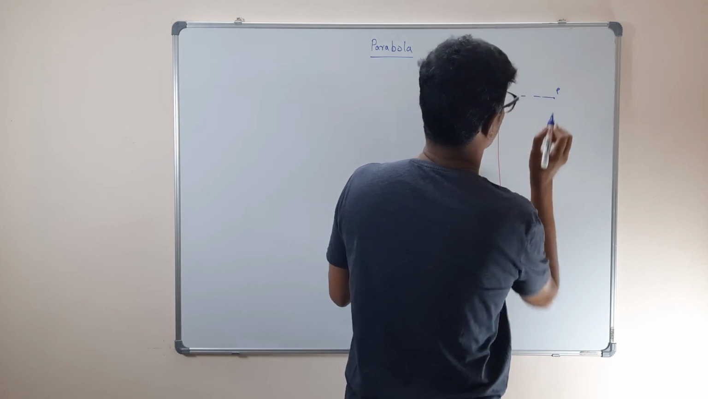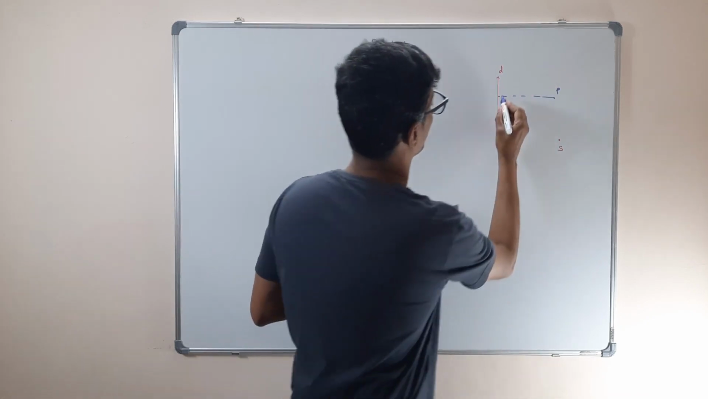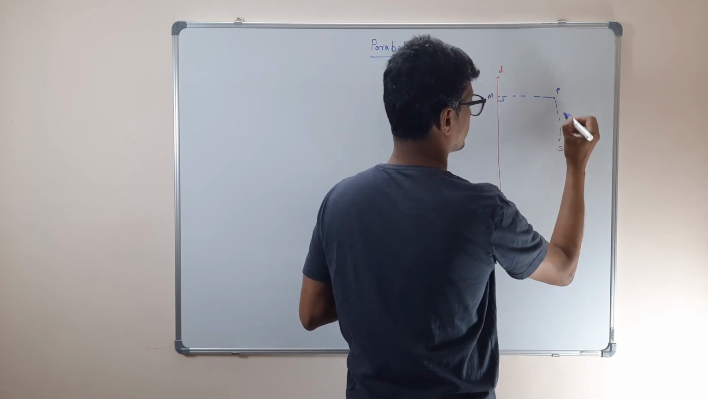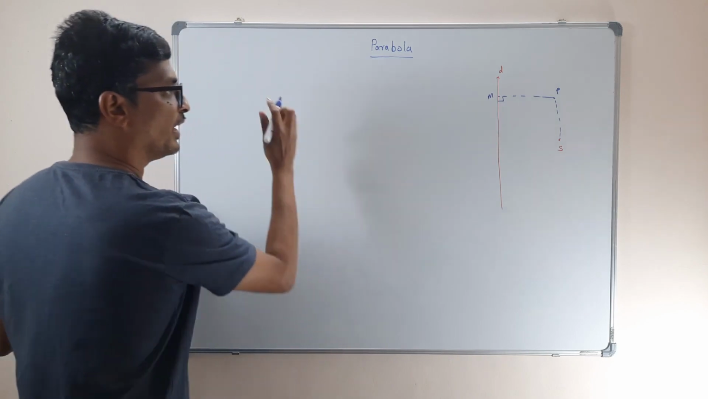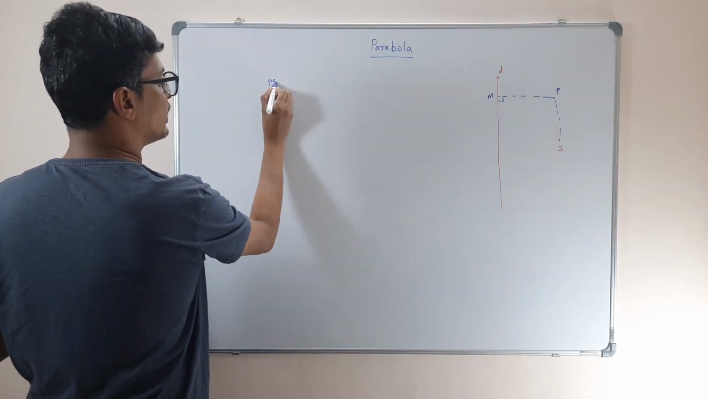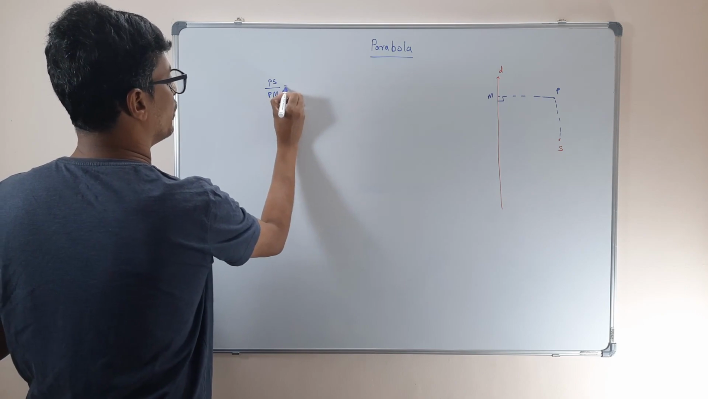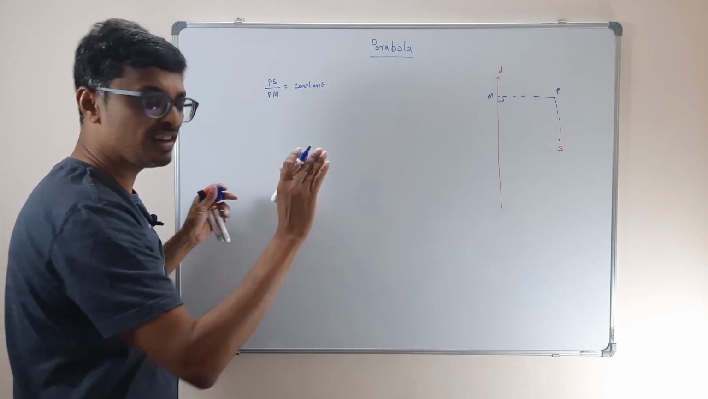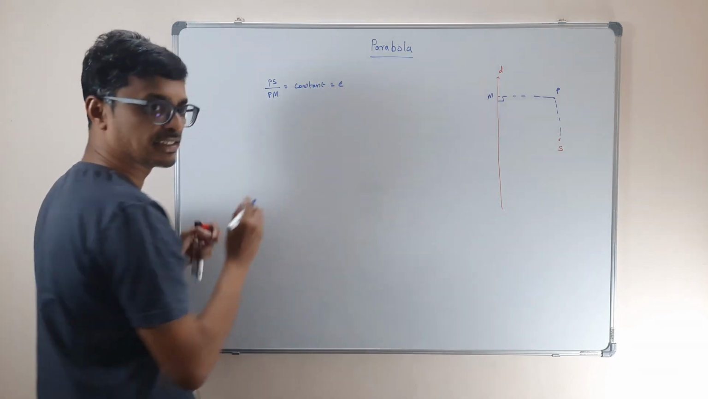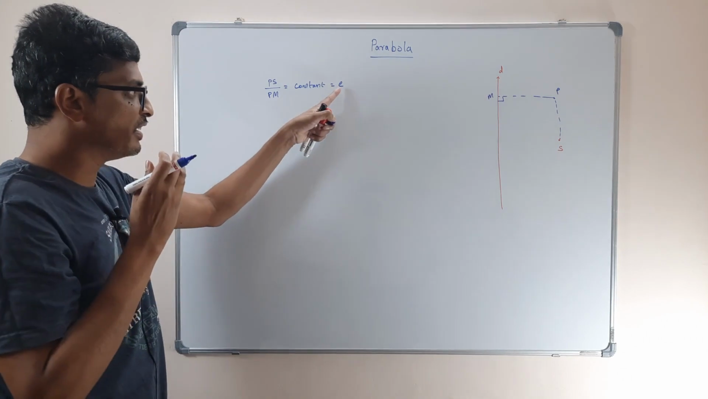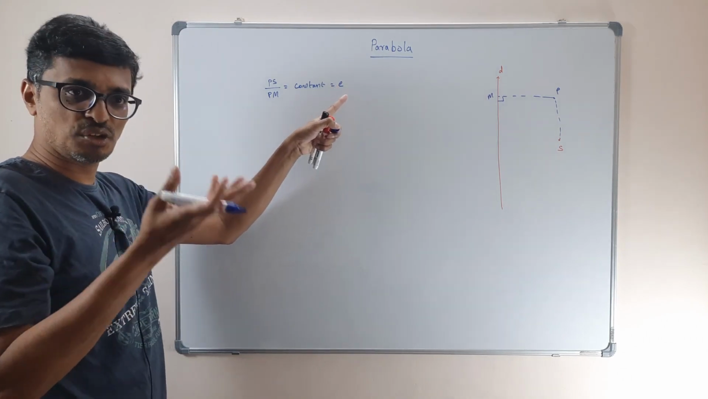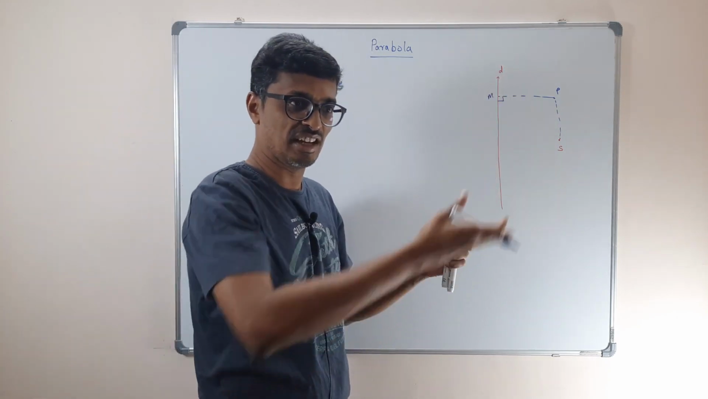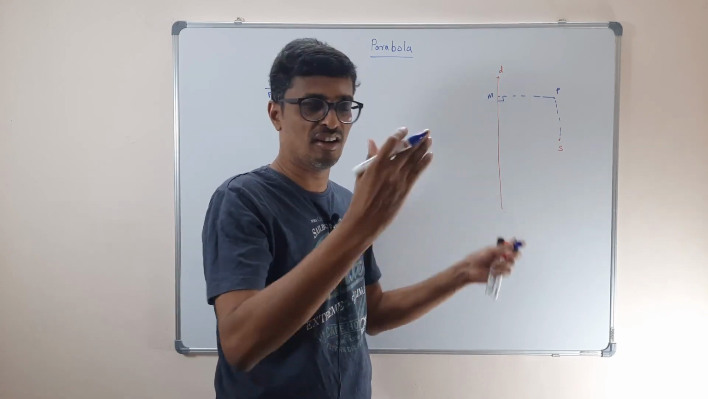Let me draw. This is a distance, let me call it M, and this is PS. What we had is if PS by PM equals a constant, we call that a conic, right? And we term that constant as E, which is eccentricity. Depending upon E, whether E is equal to 1, less than 1 or greater than 1, we get the different conic curves. That's your ellipse, parabola, hyperbola, all those things.